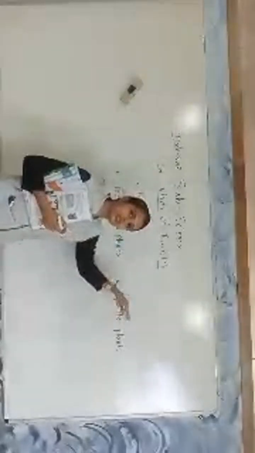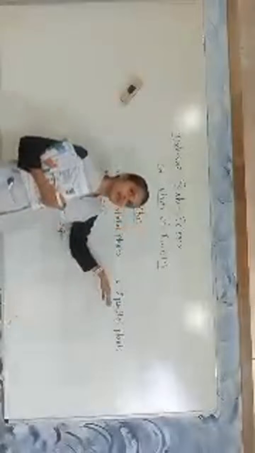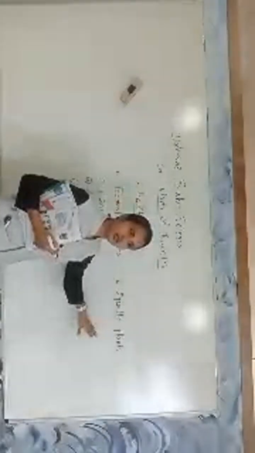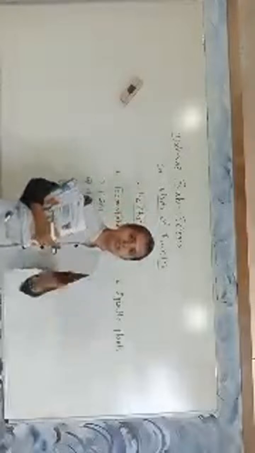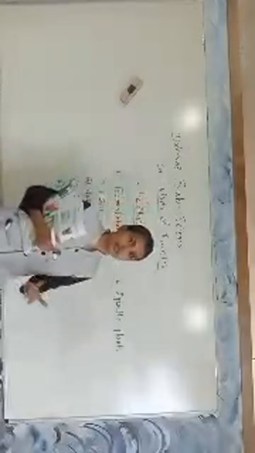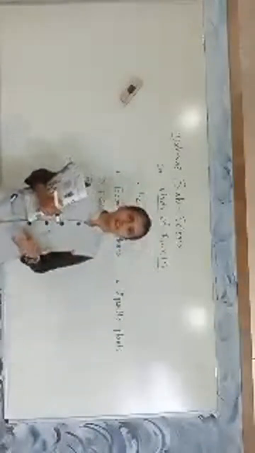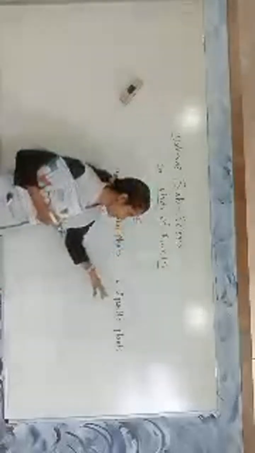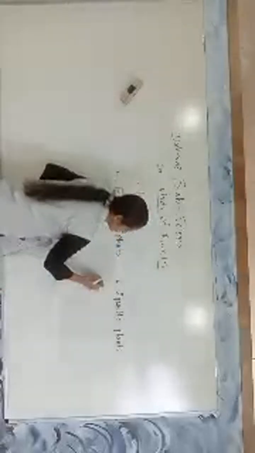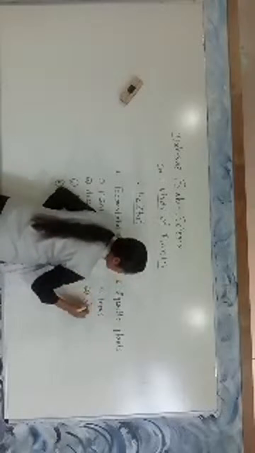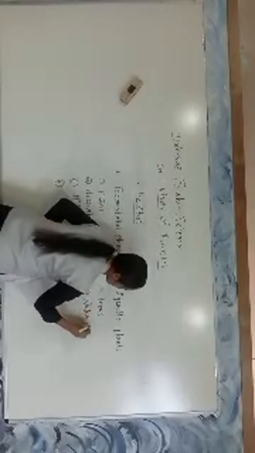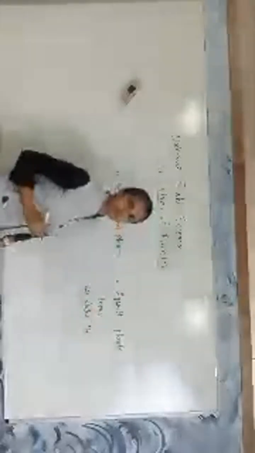Now, aquatic plants means the plants which grow in water. So, what types of plants are there which grow in water? You have seen that plants grow on land, but have you seen that plants also grow in water? Yes. The examples are lotus, water lily, etc. Those are the plants which grow in water.